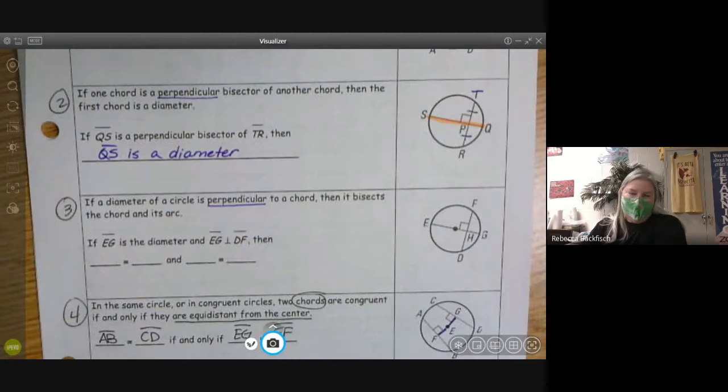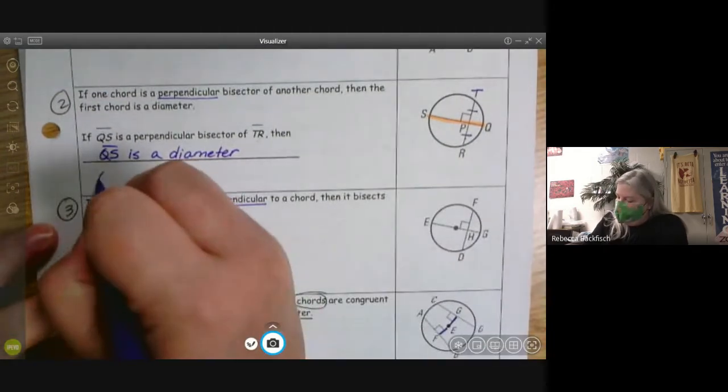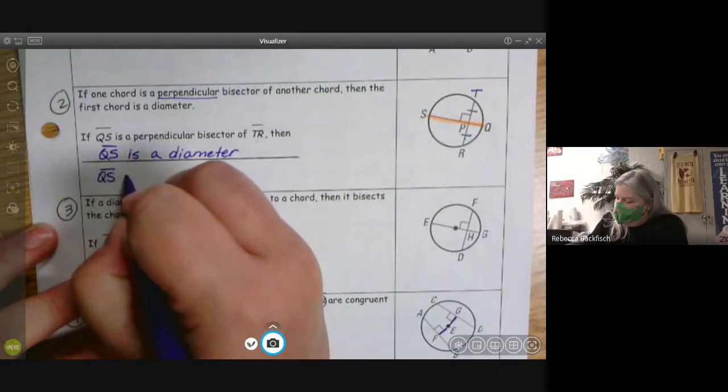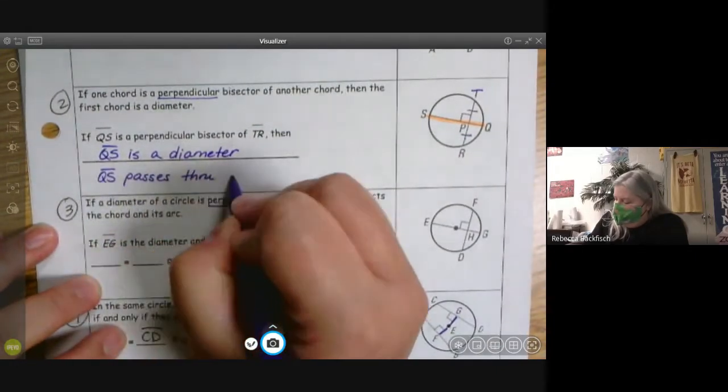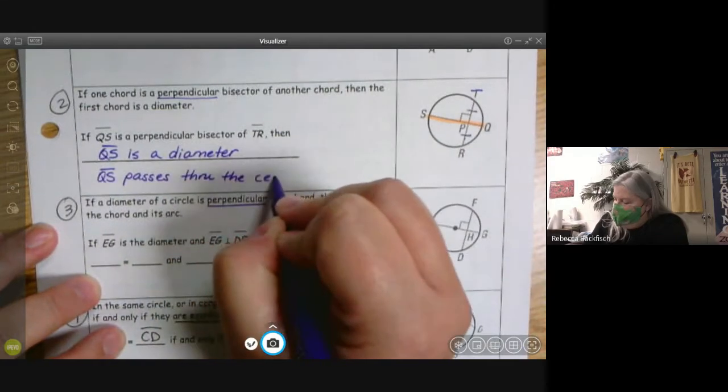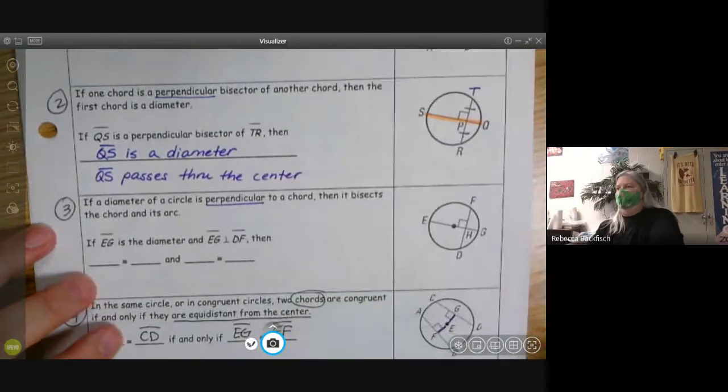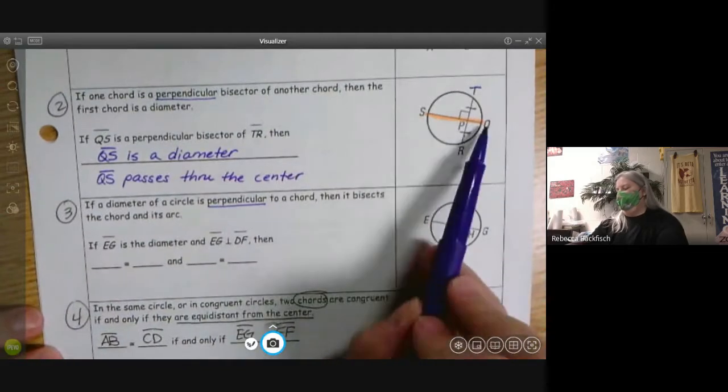Another way this is put sometimes is then QS must pass through the center. Same idea. But sometimes problems are stated sort of more that way, if it passes through the center.